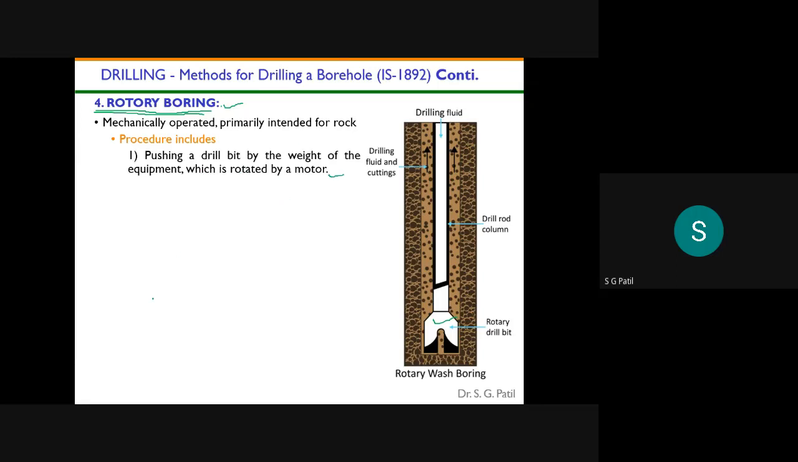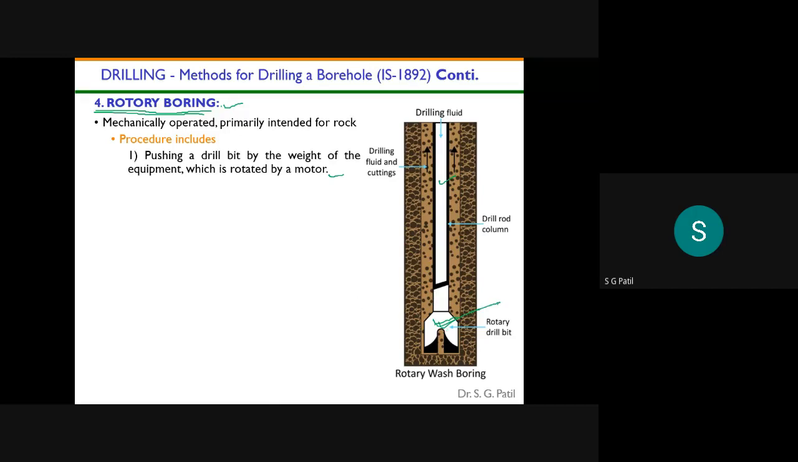So this is just a small assembly of this rotary boring. The full assembly I will show in the next slide. But what is happening inside the ground I am showing here. So this is the drill rod, and this is the drill bit.